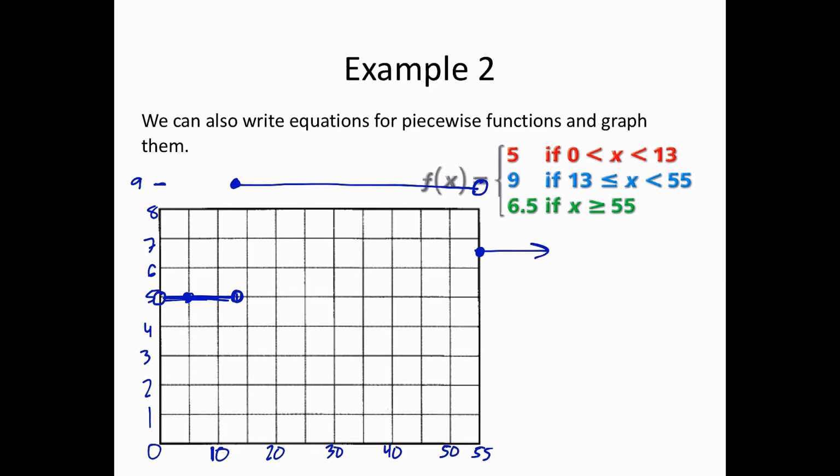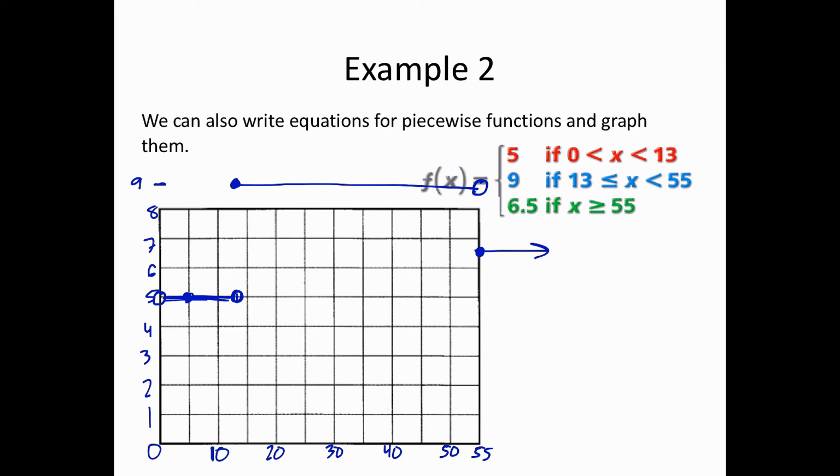Now, putting this into context, it might help if you think about our x values as our ages and our y values as, I don't know, the price of a movie ticket or the price of a meal. Like kids' meals cost $5. So between the ages of 0 and 13, you're considered a kid. And you're going to pay less for a movie ticket. You're going to pay less for an amusement park ticket. You're going to pay less for a meal.